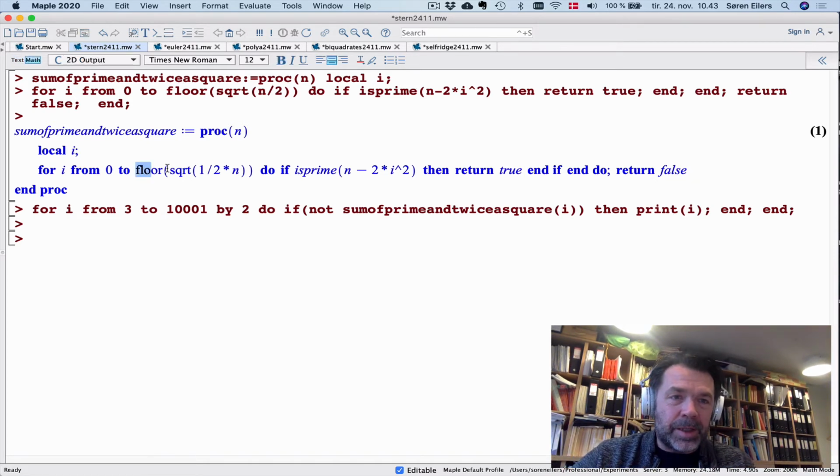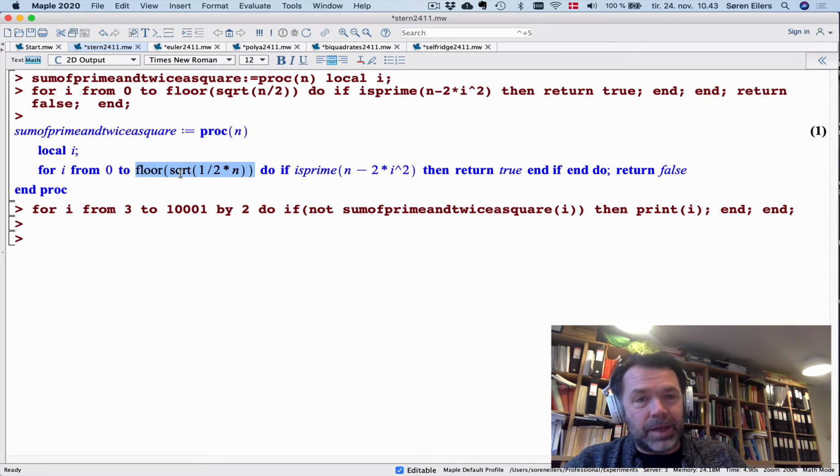So that's what I'm doing here. I'm saying, okay, let's go through all the possible i's from 0 to the square root of n over 2, rounded down. And then I'm just asking Maple, when you subtract 2 times i squared, do you get a prime out? And if you get a prime out, then you're done. You've proved that this satisfies Goldbach's conjecture. And if not, you keep going. And if you make it to the end, you have found a counterexample to Goldbach's conjecture.